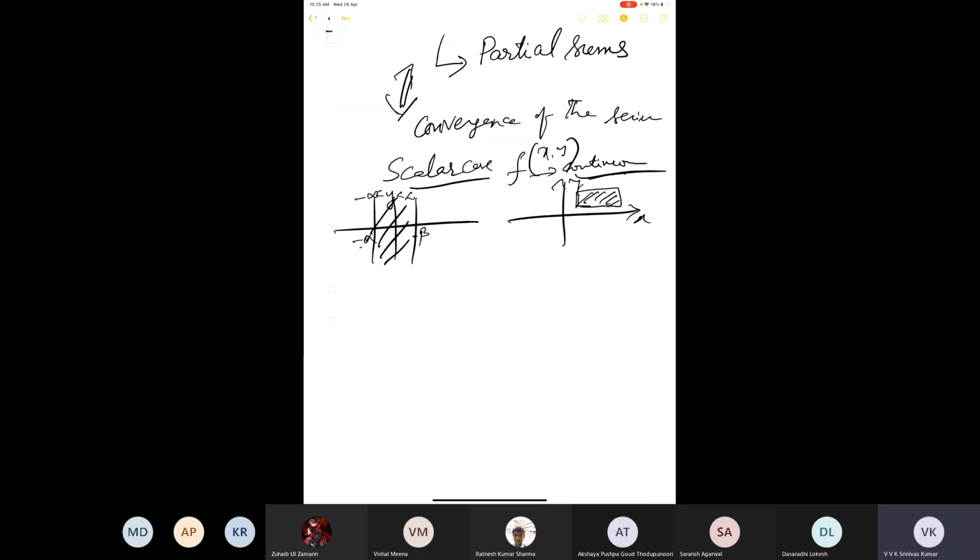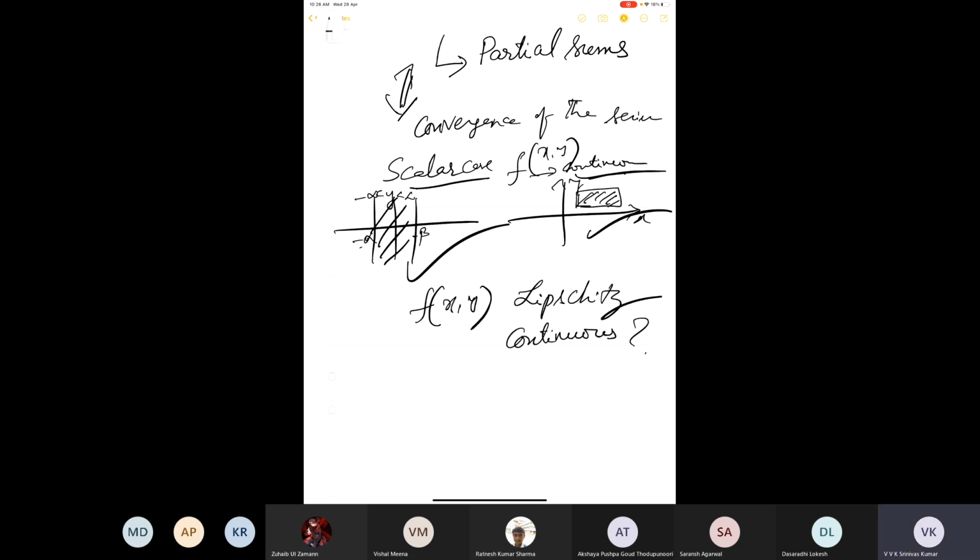And where is continuity given, here or here? We also need something called Lipschitz continuity. Is f of x, y Lipschitz continuous on a rectangle or on an infinite strip? Accordingly we will have the solution: local solution, non-local solution, local existence, non-local existence. These are the conditions on the given f, continuity or Lipschitz continuity.